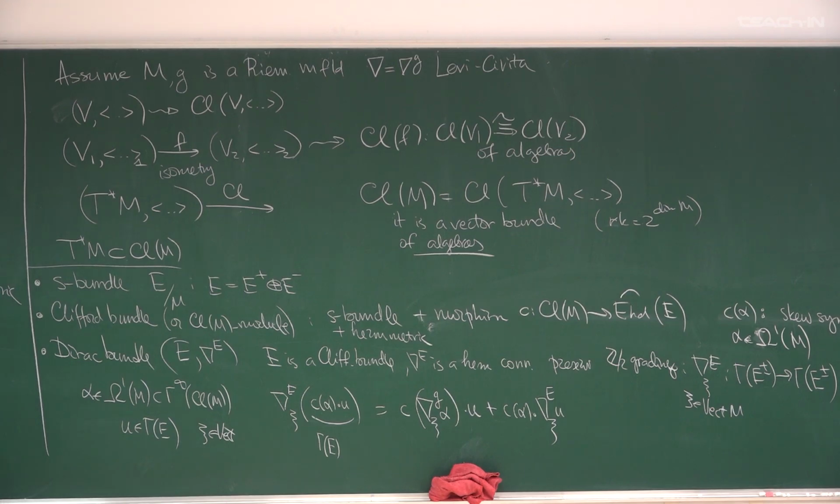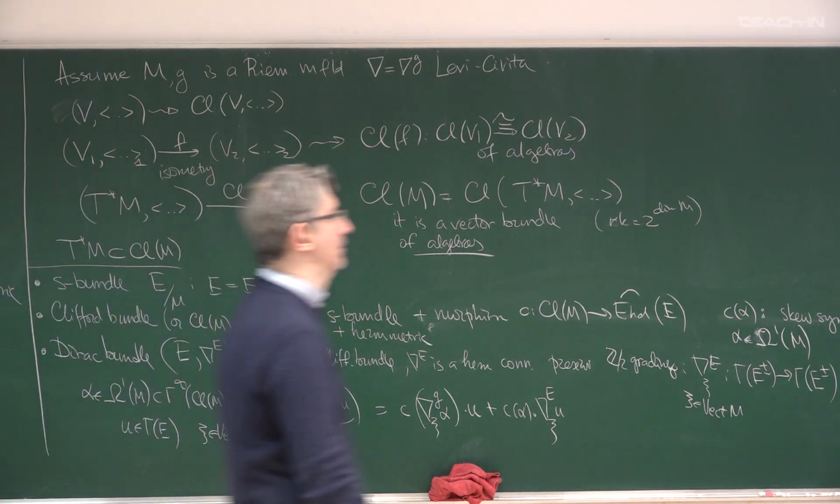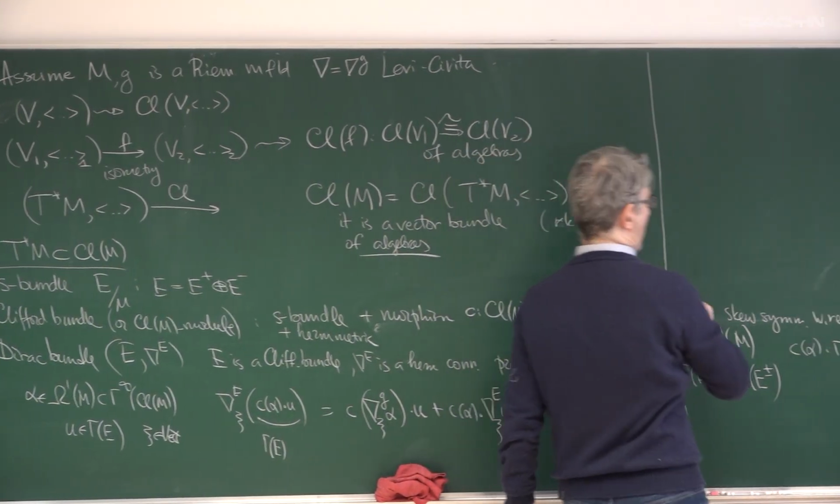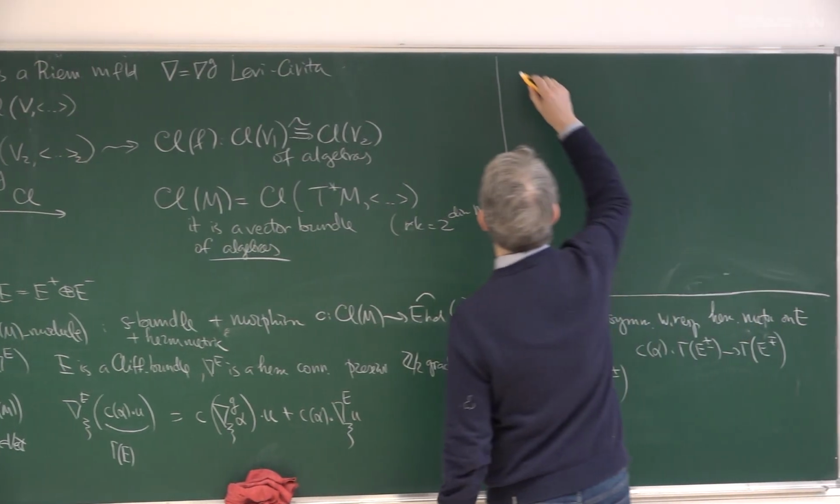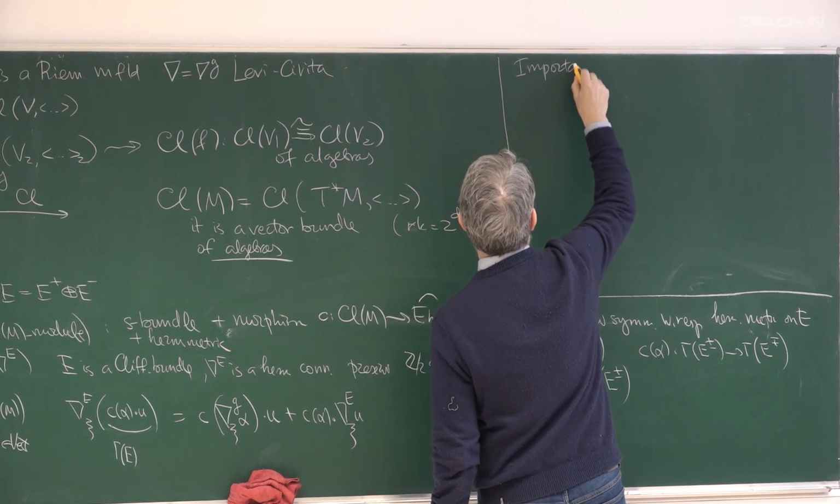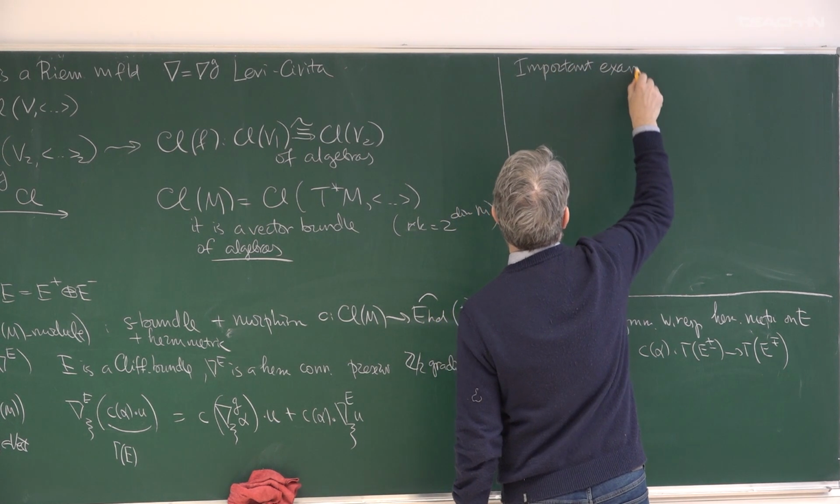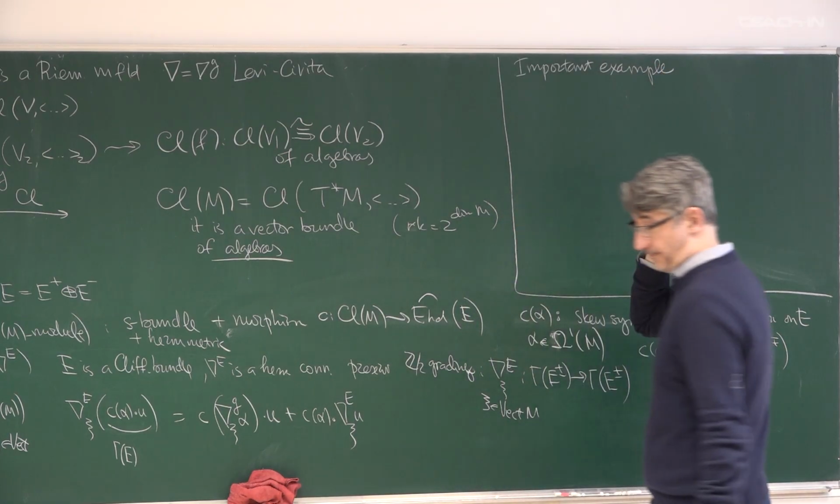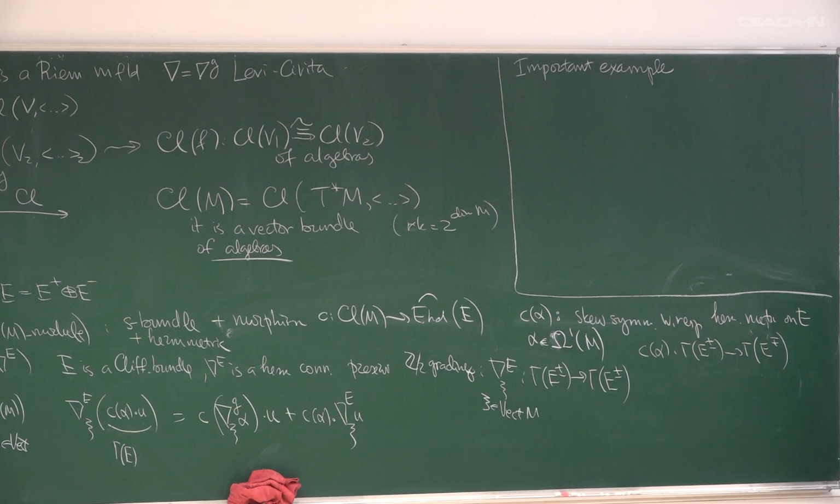Good. We need an example. I will give you an example. Very important. Very simple. Important example. So we spoke about Dirac operators previously. What was an example of Dirac operator? We had one. Hodge-de Rham, yes.